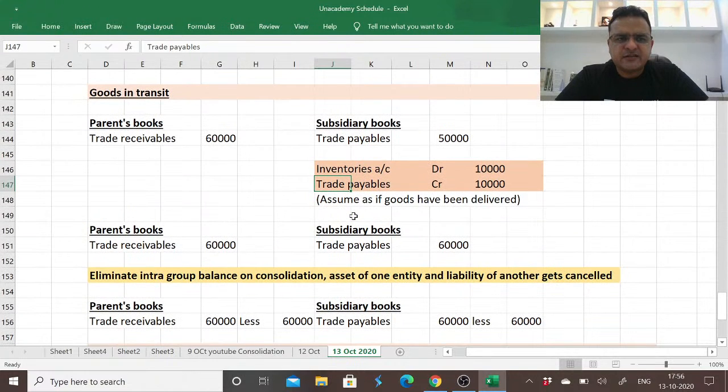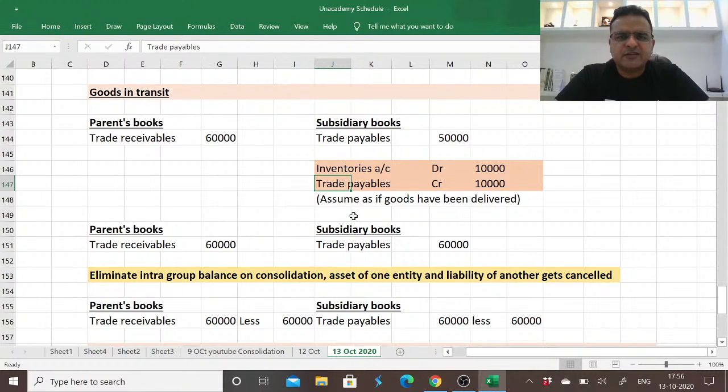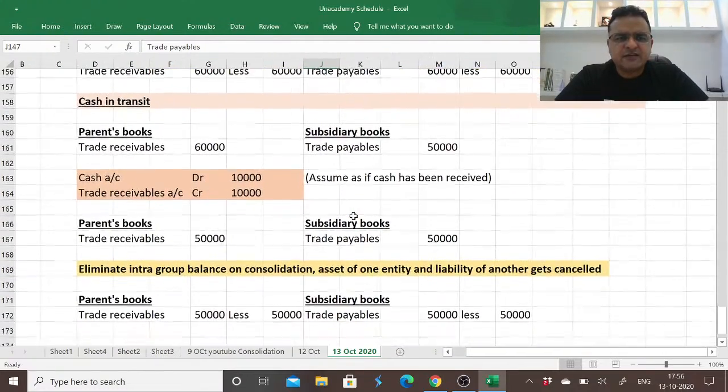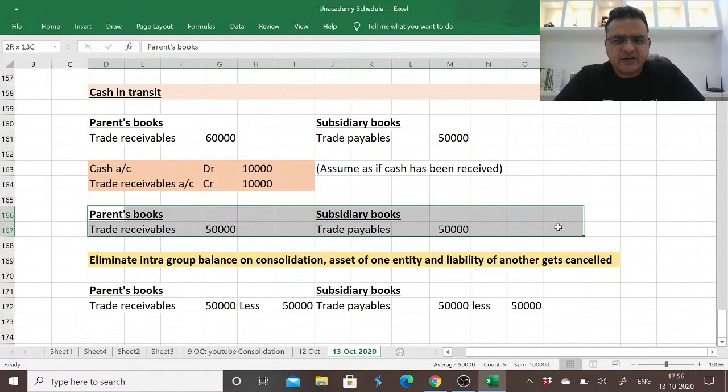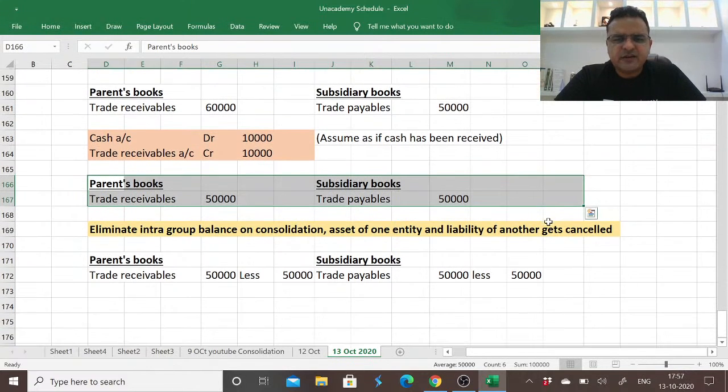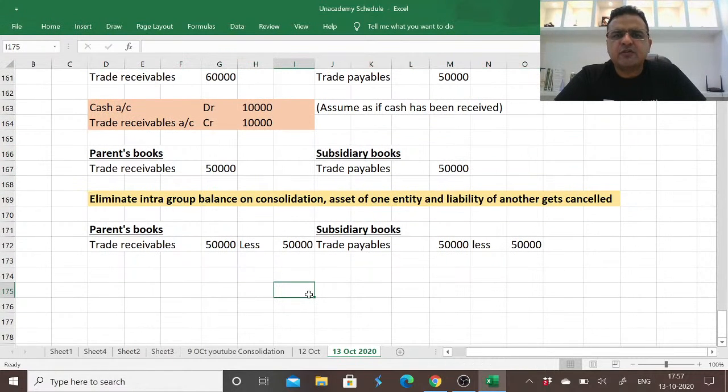Once goods in transit is dealt with, we need to deal with the intra-group balance as well. That is the second step. Please do not forget, these are the two steps involved in cash in transit and goods in transit. If there is cash in transit, one entity made the payment and the other party did not receive it. So we assume the cash has been received, debiting cash and crediting trade receivables, bringing payables and receivables at par. Once this is done, we eliminate the asset of one entity and the liability of another on consolidation.